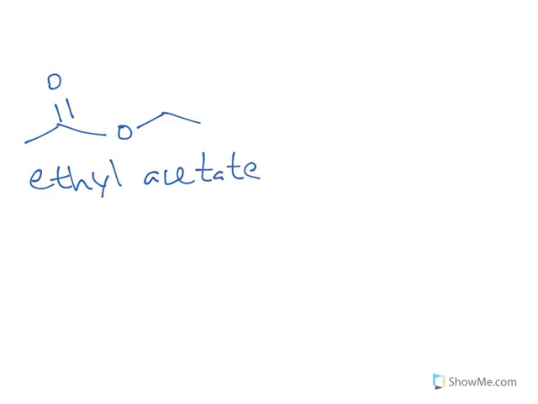So let's take a look at perhaps an ester. Let's look at ethyl acetate. I'm going to draw it a little bit differently. So this is the molecule ethyl acetate, and it does contain a carbonyl. So my question now is, is this enolizable? So where are the alpha positions? They're adjacent to the carbonyl.